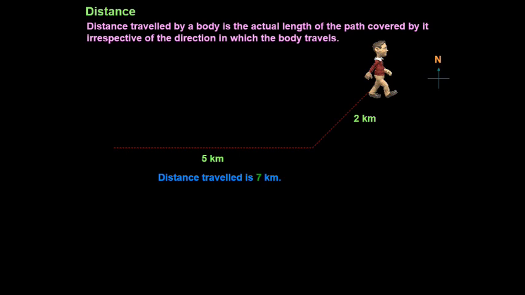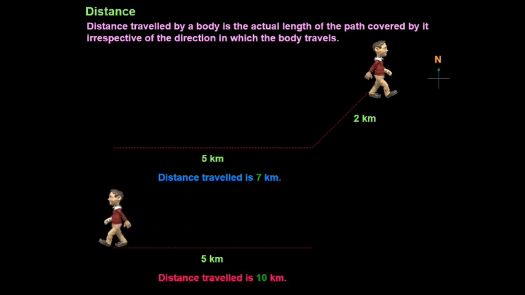So what is the total distance traveled? The total distance traveled is 5 kilometer plus 2 kilometer, that is 7 kilometer. Now let us see another case, that is the man is moving 5 kilometer towards east and then west 5 kilometer. What is the total distance traveled? The total distance traveled will be 10 kilometer.